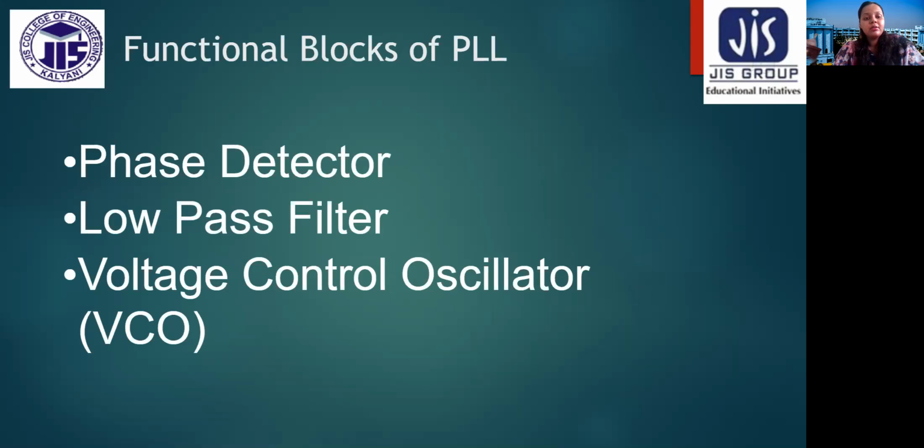Functional blocks. PLL consists of phase detector, low pass filter and voltage controlled oscillator. See, we have studied about the oscillator and this oscillator is a part of PLL. So the three different blocks of PLL are phase detector, low pass filter and VCO, that is voltage controlled oscillator.